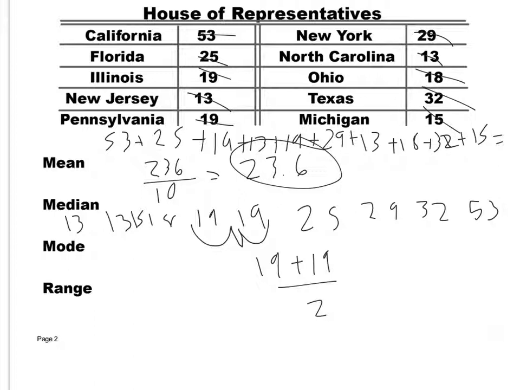19 plus 19 divided by 2? It's 19, right? When we get two numbers, we average them. If they're the same number, then it's the same number, right? But if it's two different numbers, you need to know to add those two numbers, and it's going to be halfway between them. But since they're both the same, you're going to get this number. So my median is 19.